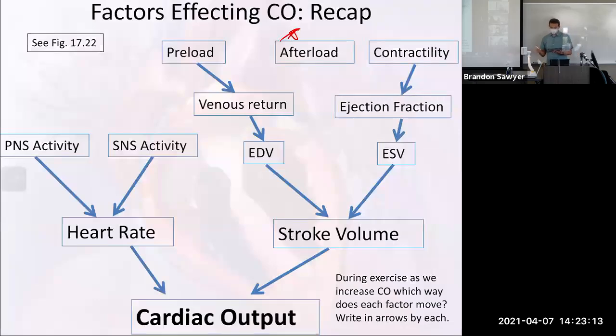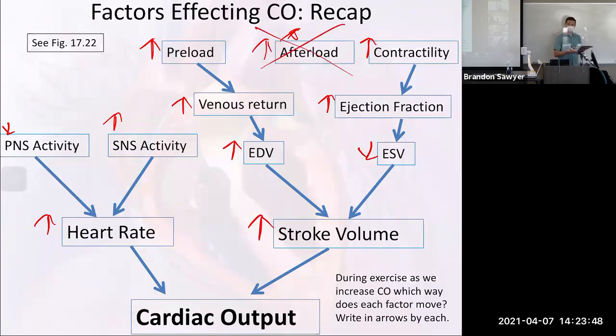So we kind of already did this, but you can do this again as well. Which way do each of these move to help us increase cardiac output, right? So heart rate's going to go up. That's going to do that by parasympathetic going down, sympathetic going up. Okay, stroke volume is going to go up by EDV going up, venous return going up, preload going up. ESV goes down, right? Ejection fraction goes up because the heart's contracting harder. Contractility goes up. Afterload's also going to go up, but again, that doesn't help us increase cardiac output. It's just something that's happening.